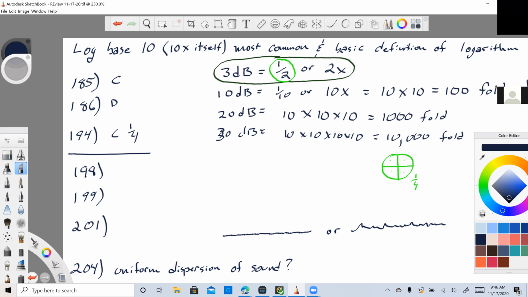198. Attenuation is determined by which of the following factors? Ooh, I chose this one because that was tricky. Attenuation is determined by which of the following factors? Is it A, density and stiffness?